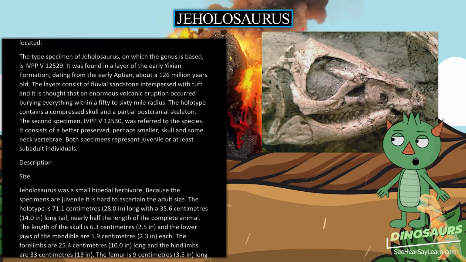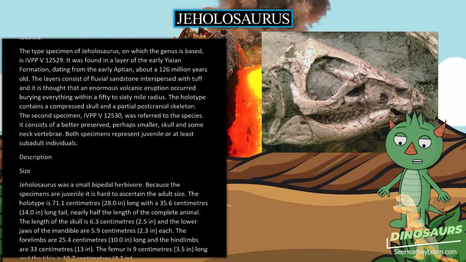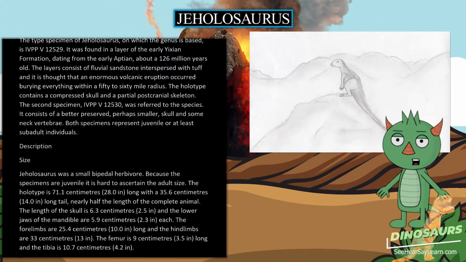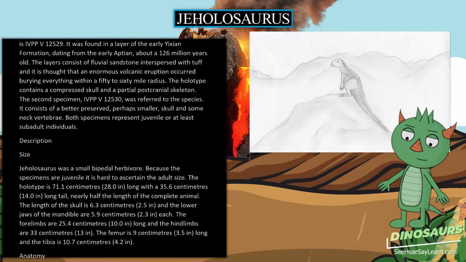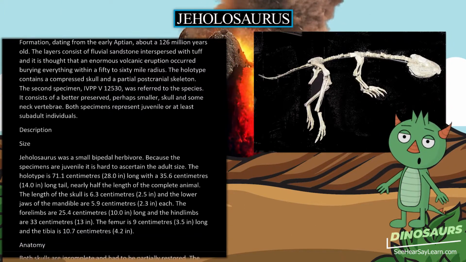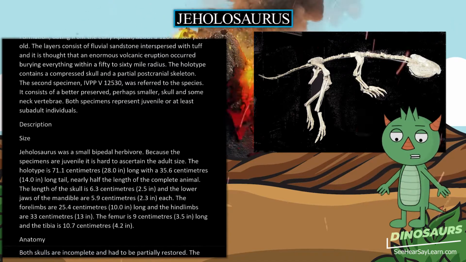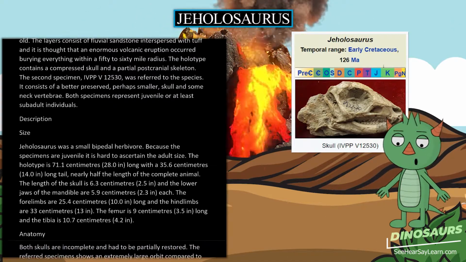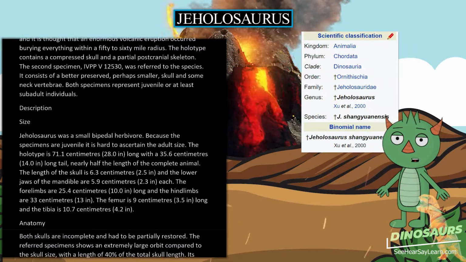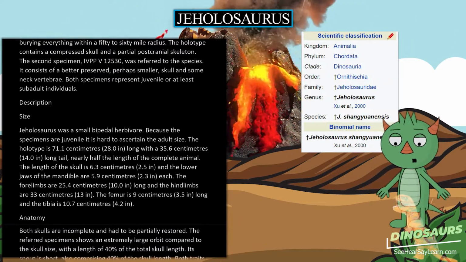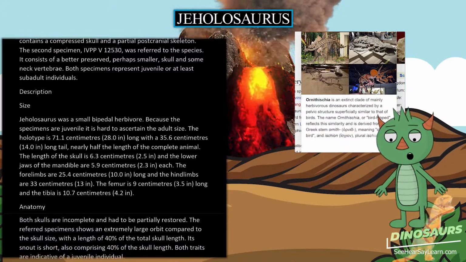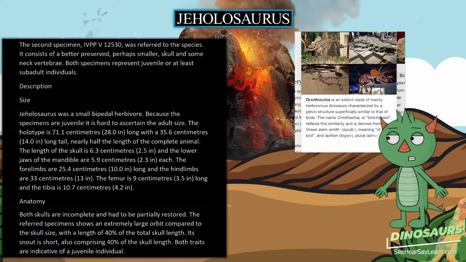Description. Size. Jeholosaurus was a small bipedal herbivore. Because the specimens are juvenile, it is hard to ascertain the adult size. The holotype is 71.1 centimeters, 28.0 in, long with a 35.6 centimeters, 14.0 in, long tail, nearly half the length of the complete animal. The length of the skull is 6.3 centimeters, 2.5 in, and the lower jaws of the mandible are 5.9 centimeters, 2.3 in, each.